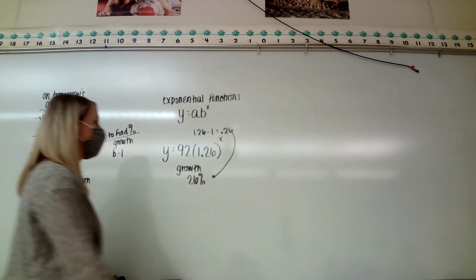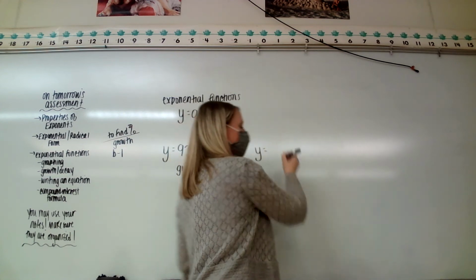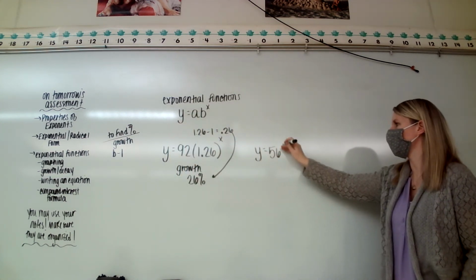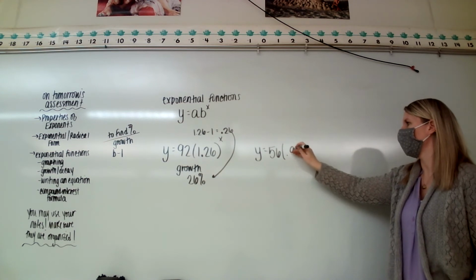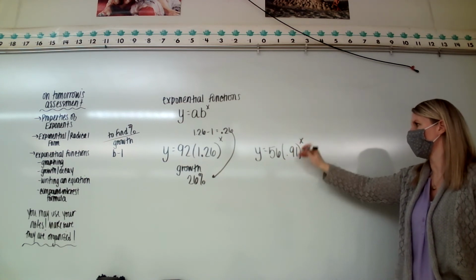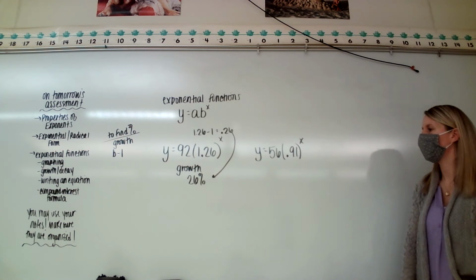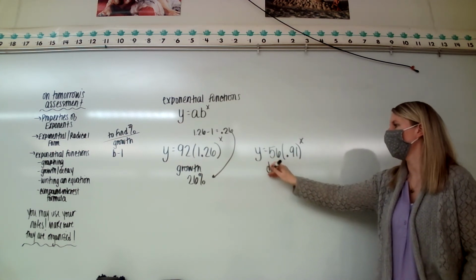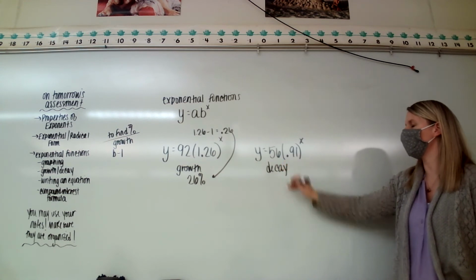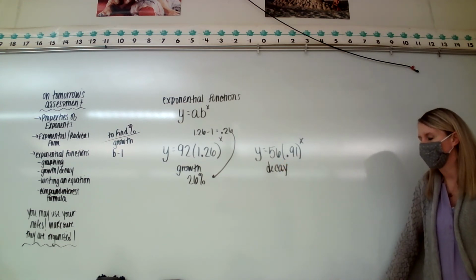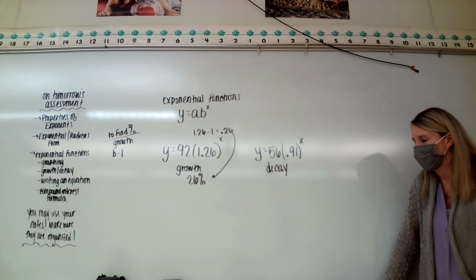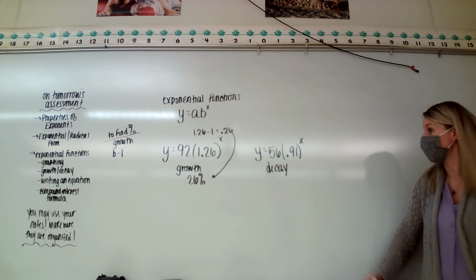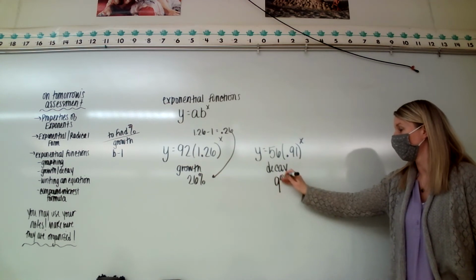So if I gave you something like y equals, I don't know, 56 times 0.91 to the x. Growth or decay? Decay, because the base is less than 1. By what percentage am I decaying? 9%. It's 9%.